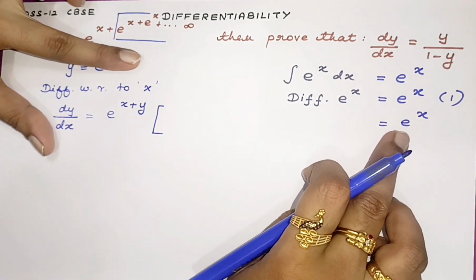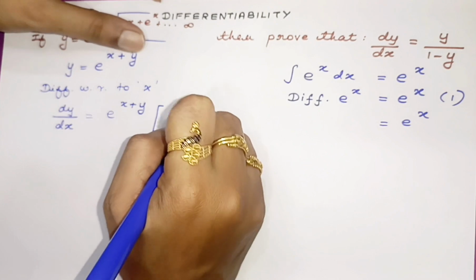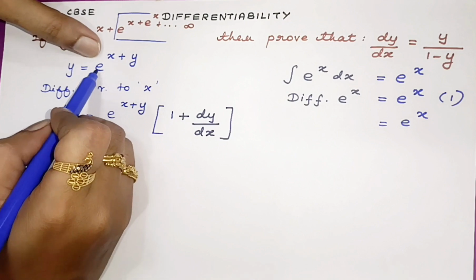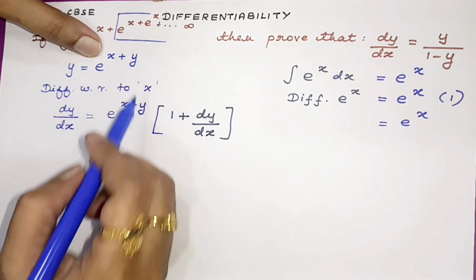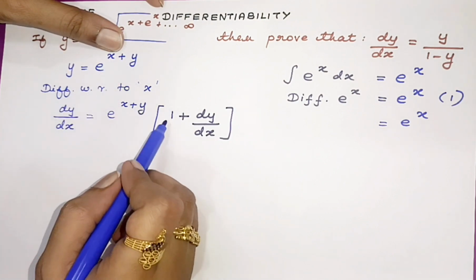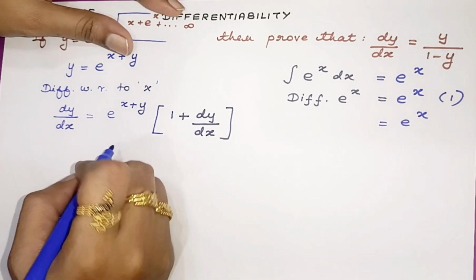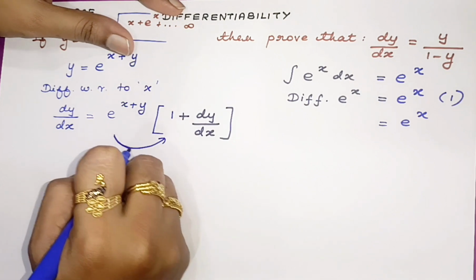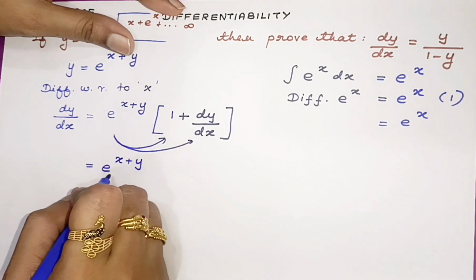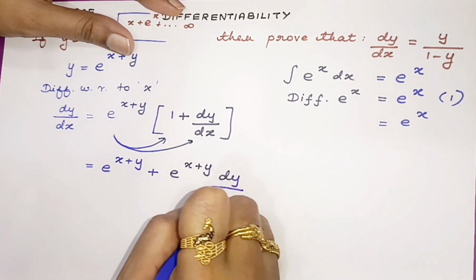In the same way, we have to differentiate this x plus y. On differentiating x we will get 1, and on differentiating y we will get dy by dx. Is that clear, students? First of all, we have to differentiate the whole term, e power x plus y is e power x plus y. Thereafter, we have to differentiate the powers. On differentiating x we get 1, and on differentiating y we get dy by dx. So we have to multiply the term inside. So, e power x plus y into 1 is e power x plus y, plus e power x plus y into dy by dx.